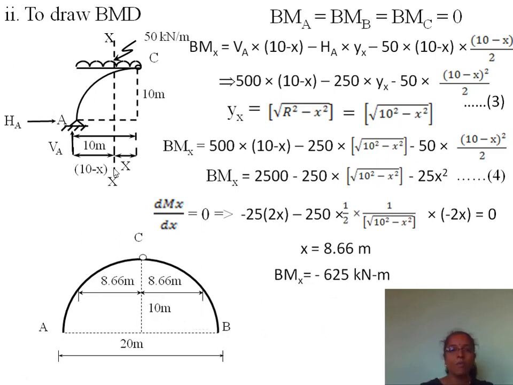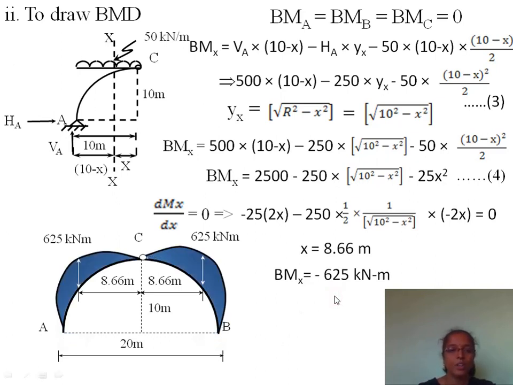Because of symmetry, whatever bending moment at this portion x we are obtaining, the same moment will be existing in BC portion as well. Okay. So therefore, at a distance of 8.66 meter from the center line, we have the maximum bending moment of 625 kilonewton meter. Because it is subjected to UDL, the variation of bending moment diagram will be parabola. Okay, so the maximum bending moment value is 625 kilonewton meter.